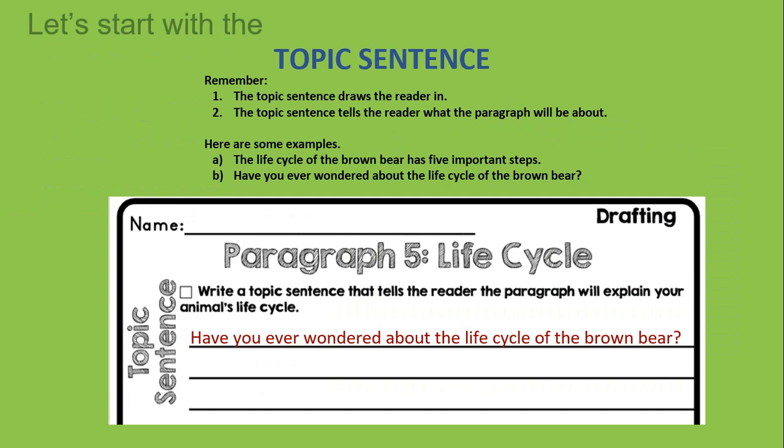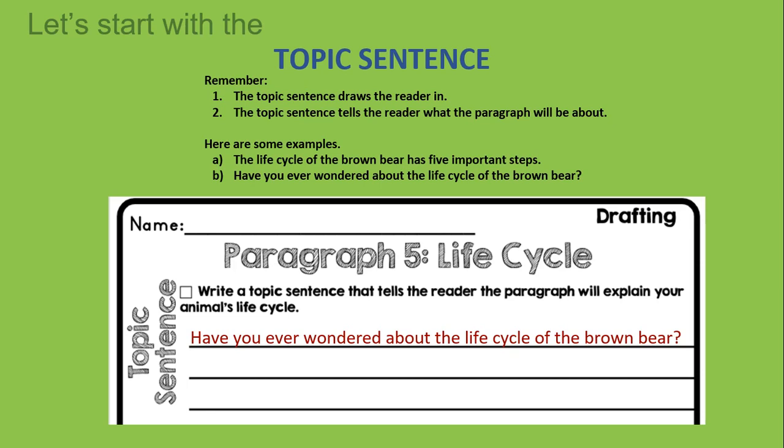So we're starting off with a topic sentence like we always do. Remember that the topic sentence draws the reader in, and tells the reader what the paragraph will be about. So Miss Julia has done 2 examples for us about brown bears. The first is, the life cycle of the brown bear has 5 important steps. And the second one is, have you ever wondered about the life cycle of the brown bear?